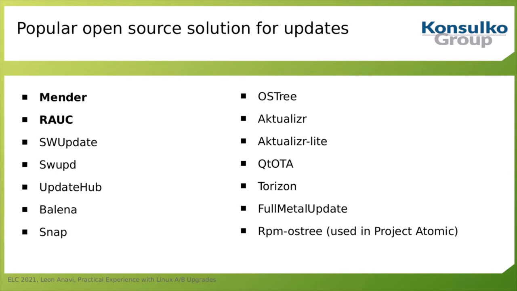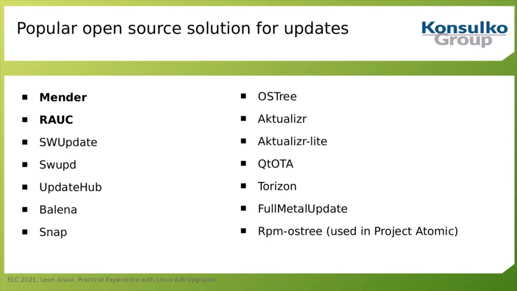There are solutions for entirely container-based upgrades, such as Balena or Snap. There's also a whole group of solutions based on a project called libOSTree, previously known as OSTree, which is doing binary delta diffs of the file system and updates through it. Aktualizr and Aktualizr-lite are applications which interact with libOSTree to manage updates.